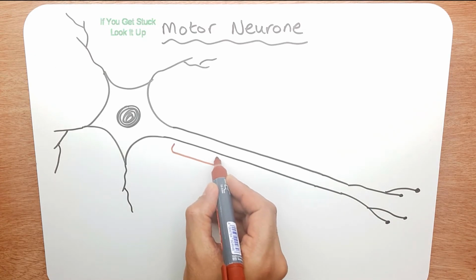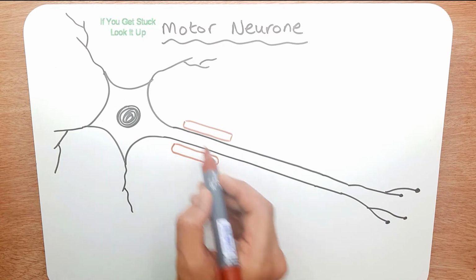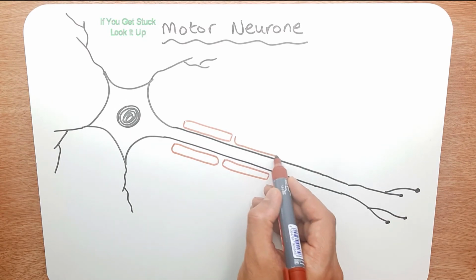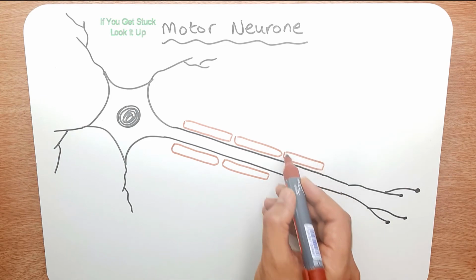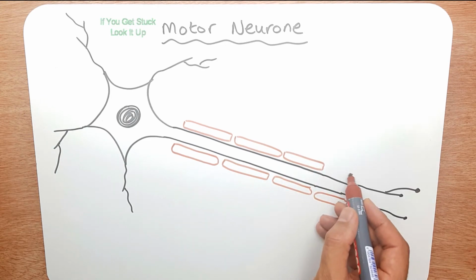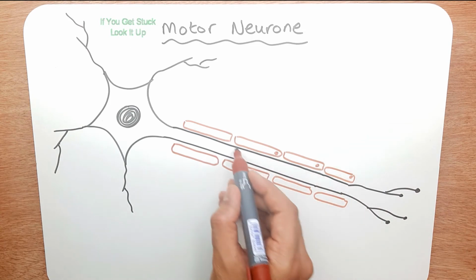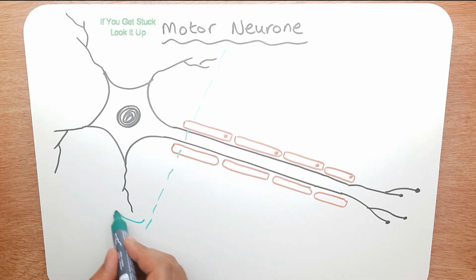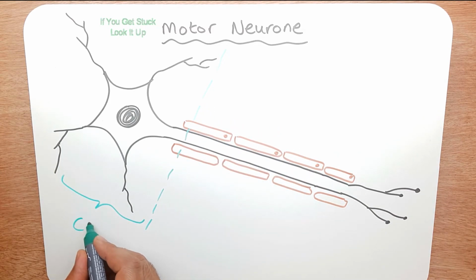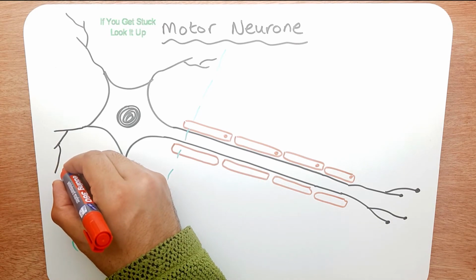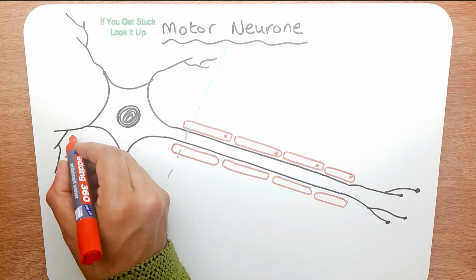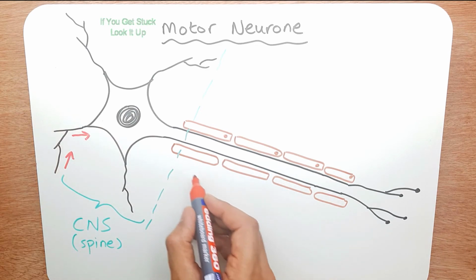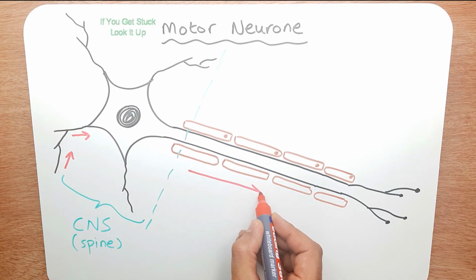It's covered in a myelin sheath, a fatty substance made up of cells, individual cells, and those are your nuclei. And here on this side is your central nervous system, your spine. And the signals travel up the dendrite, along the dendron, and down the axon.